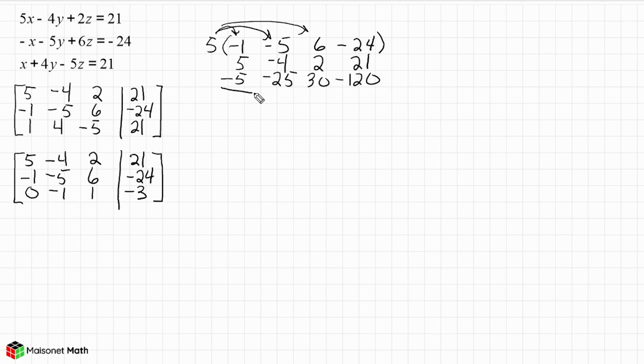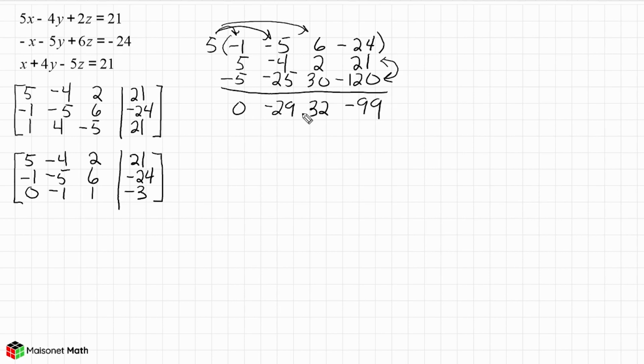Now what we do is we take the columns and add them together. So we have 5 and -5, which is 0, and that is what we were shooting for. We have -4 and -25, which is -29. The z column is going to be 32, and the constants over here are going to be -99. Remember, we got this equation here by taking this and just rewriting it by increasing everything by a factor of 5. So we're just adding this equation to get these new numbers.